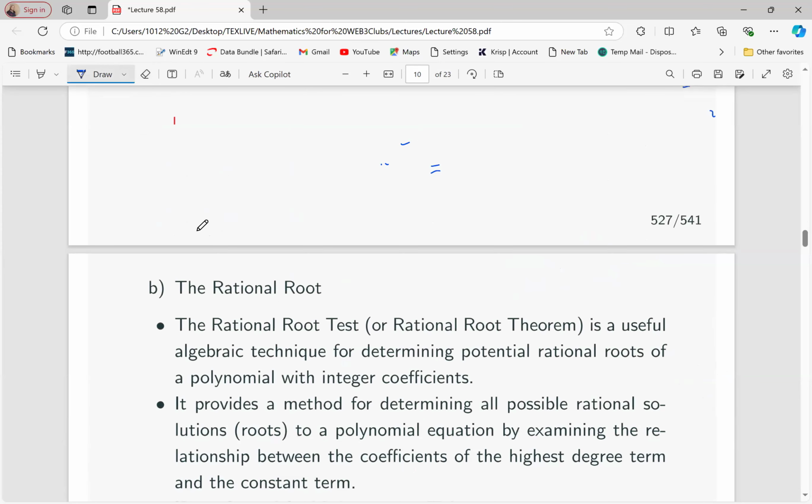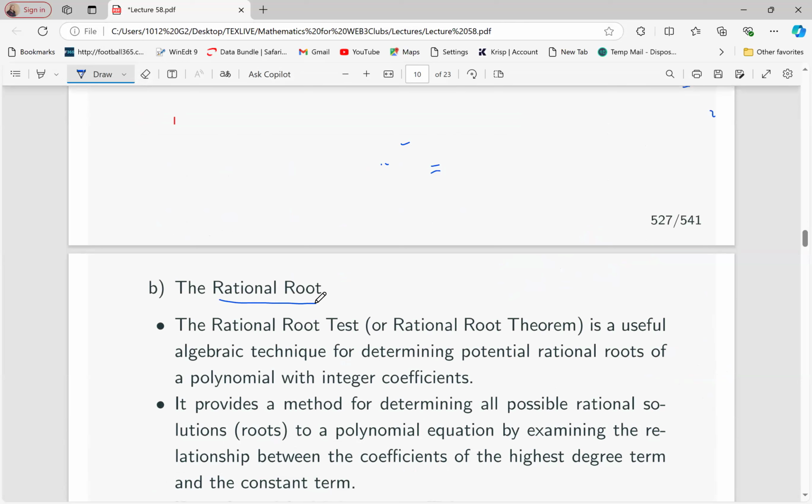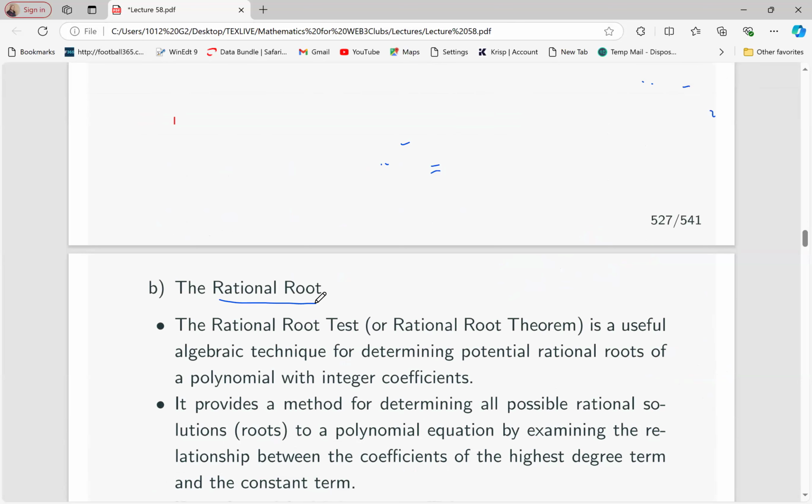So that is the first method we've looked at to find out if a polynomial is factorizable. We considered the roots of that polynomial. But the other method I want us to look at is what we call rational roots.